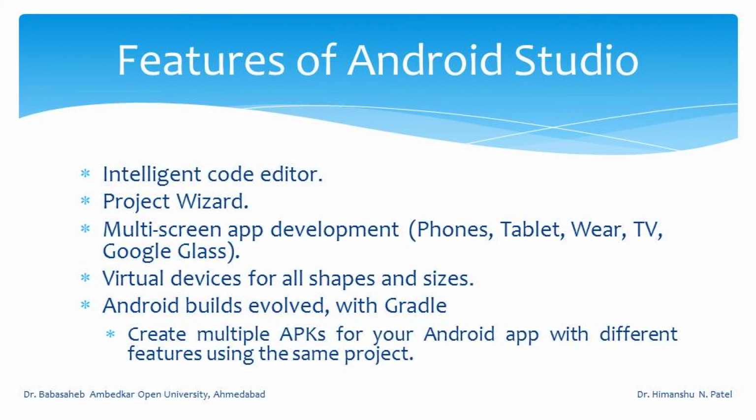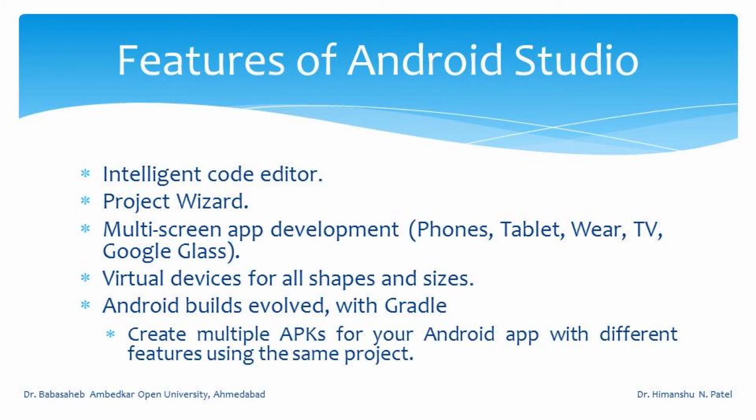The next feature of Android Studio is the Android build system evolved with Gradle. For example, I have an Android phone with version 4 and you have an Android phone with version 3. I want to support version 4 as well as version 3. That is possible in Android Studio: you can have the same project with different APK files, or installation files, suitable for you. We can create multiple APKs for your Android apps with different features using the same project.